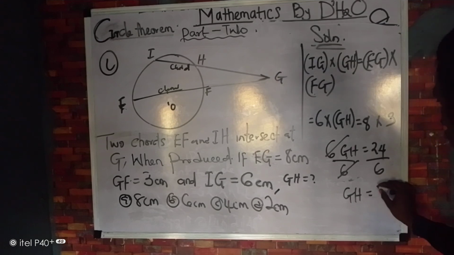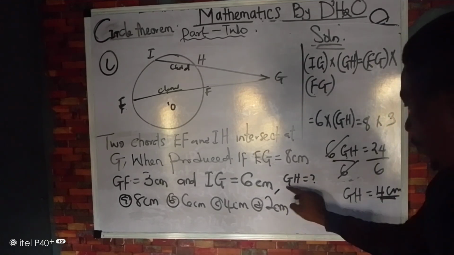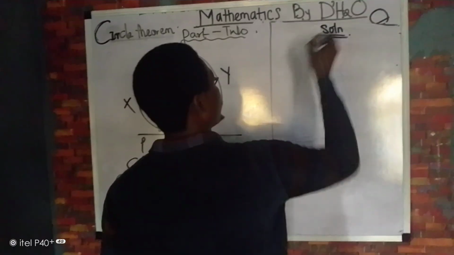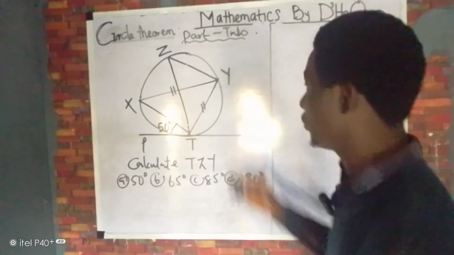GH is equal to what? 4 centimeters. So the question wasn't complete. We are supposed to find GA. So the answer is what now? C. Last question. Now let's solve this question.